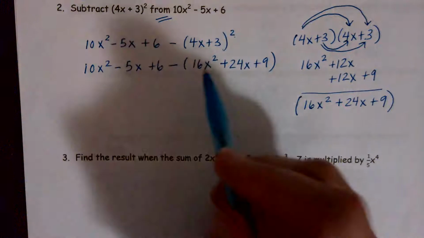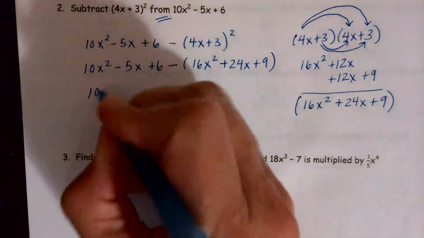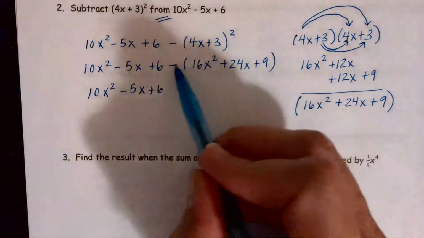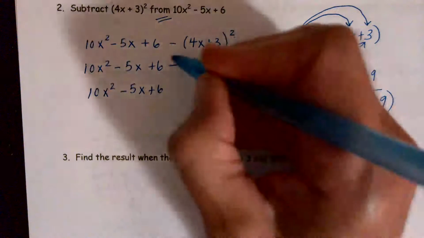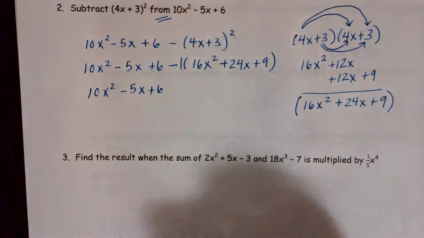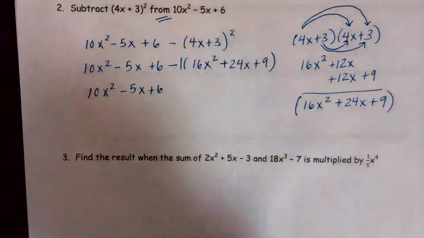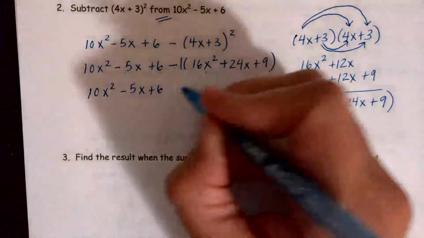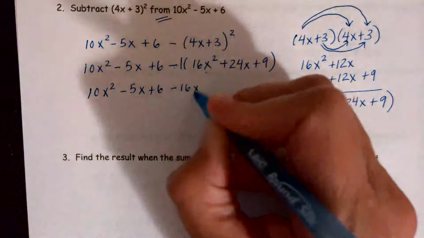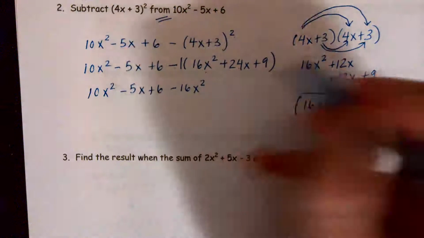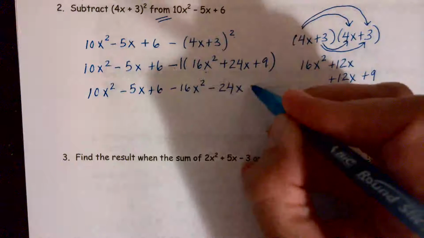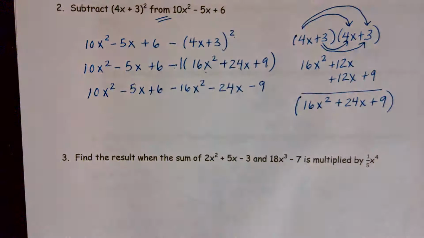Our next step is to get rid of the parentheses. So I copy this, 10x squared minus 5x plus 6. And the negative outside is the same as multiplying by negative 1, which means every single term inside is changed to its opposite. So instead of a positive 16x squared, I have a negative 16x squared. Instead of a positive 24x, I have a negative 24x. Instead of a positive 9, I have a negative 9.